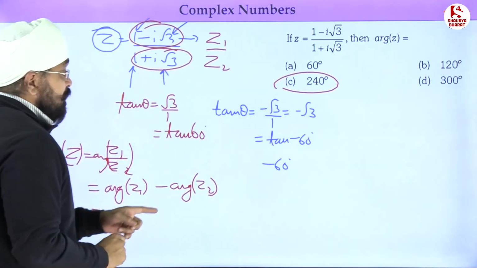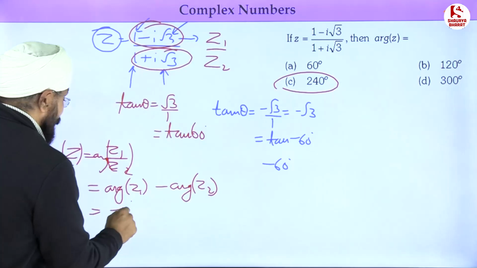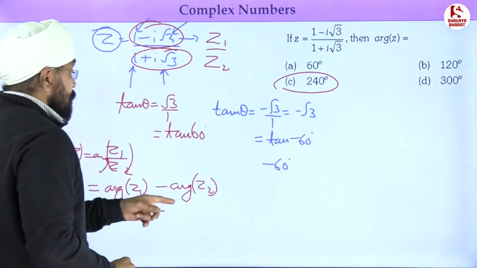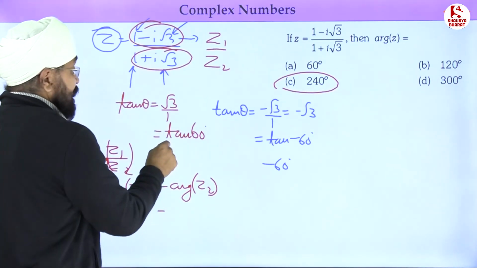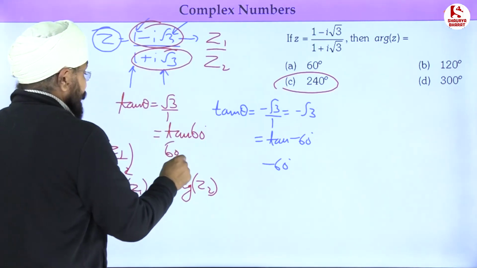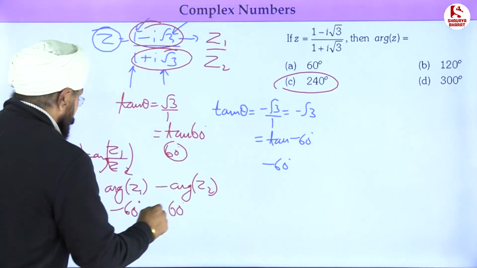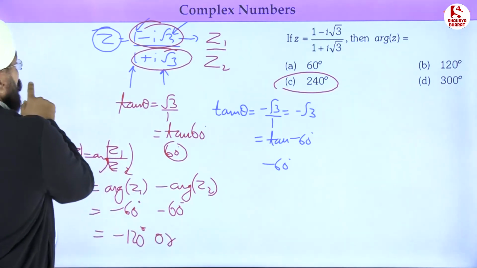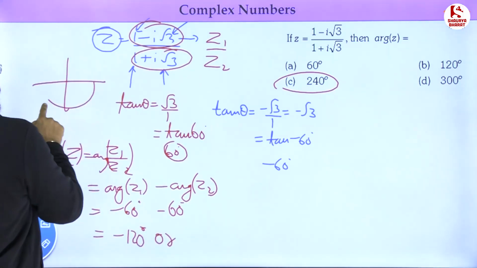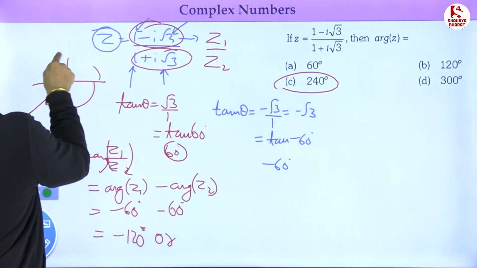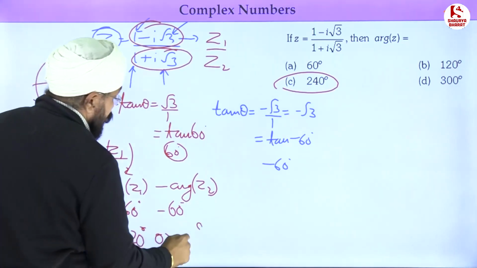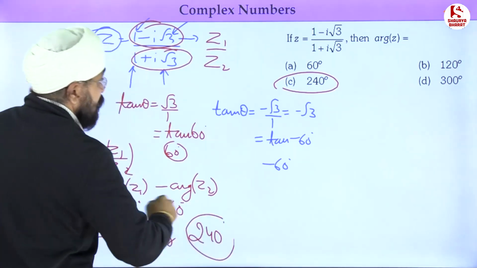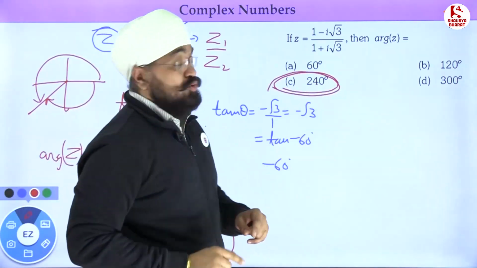You know that for Z1 we have already calculated it was coming minus 60 degree. Then this is minus of the original angle, what we are getting here was only 60 degree. So I'm going to put 60 degree. So we are having the answer minus 120 degree, or definitely minus 120 degrees like this. Or you can come from this side, this will be 240. So your answer is still 240 degree.